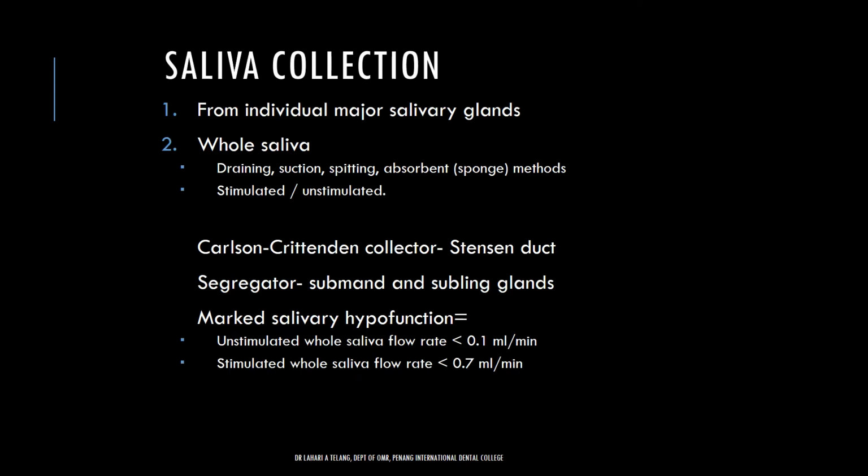Moving on to saliva collection. Saliva can be collected from major salivary glands, which could be in the form of whole saliva, which is done by draining, suction, spitting, or using absorbent sponges. This whole saliva could be either stimulated or unstimulated. Now, when we talk about stimulated, it means stimulated with the help of an inert substance like paraffin wax. Unstimulated is when you are not having excessive flow because of an object inside the oral cavity.